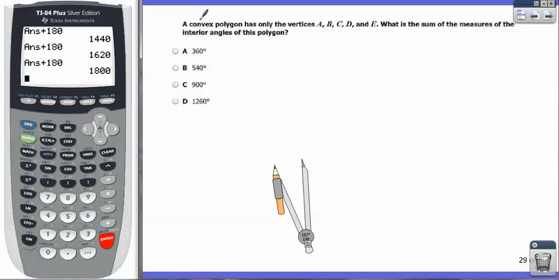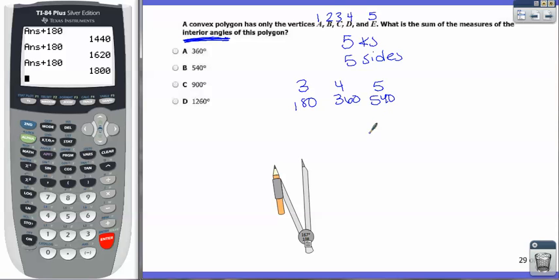A convex polygon only has the vertices 1, 2, 3, 4, 5. So it has 5 angles and 5 sides. What is the sum of the measure of the interior angles? Now, once again, 3 has 180, 4 has 360, 5 has 540. I already have that written on my scrap paper. My answer is B. So let's go on and see what we have coming up next.